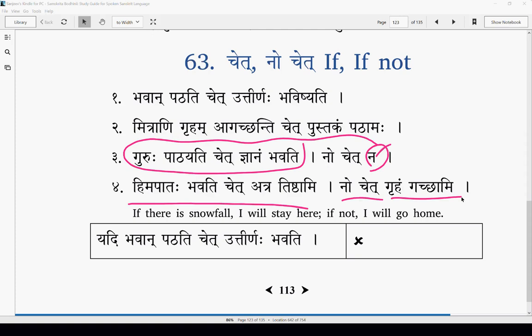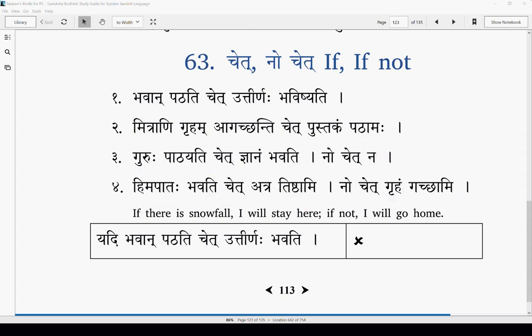You do something else; it is not that na should always be there. With no chet, meaning otherwise, whatever you want to do, you can add anything here. Here it means just otherwise. Guru paathayati chet jnanam bhavati, otherwise not. If guru teaches, we get the knowledge, otherwise not. Otherwise you can add anything. Himapata bhavati chet atra tishthami, no chet graham gachami. This is shown here: with yadi we should not use chet, we should use tarhi.